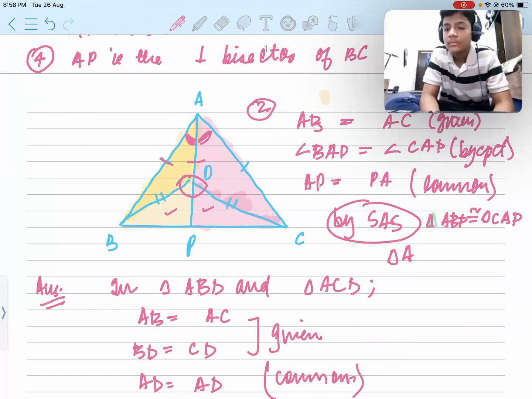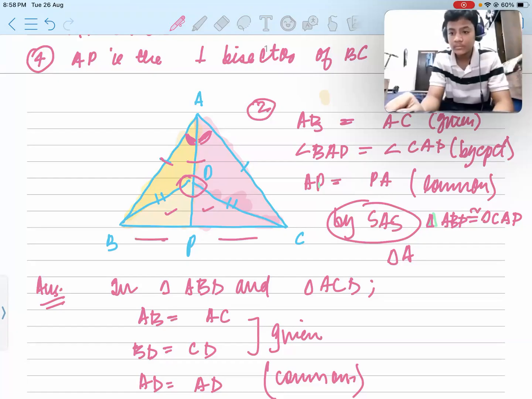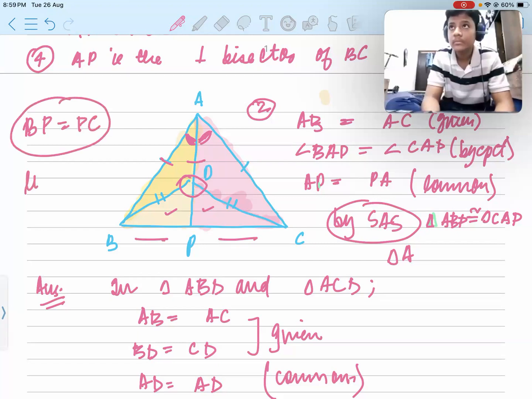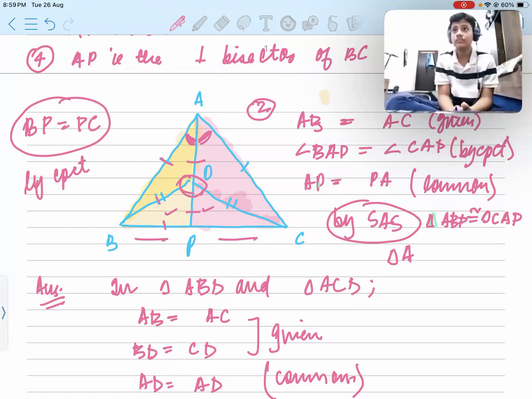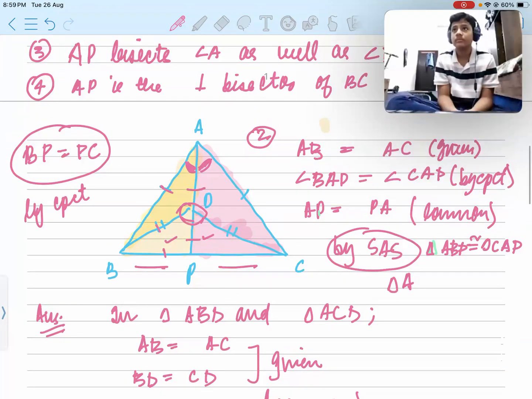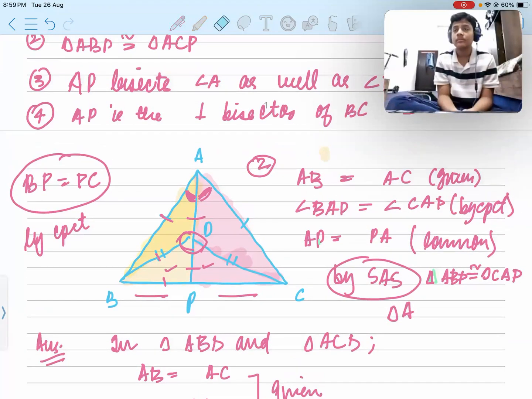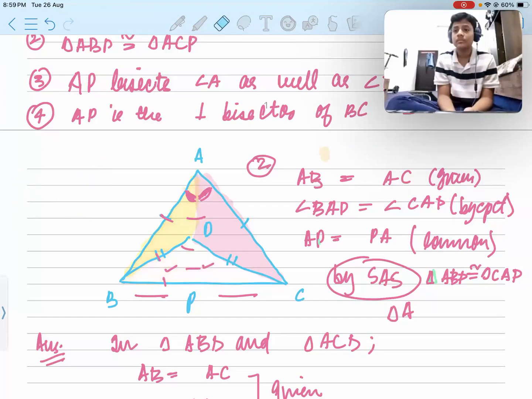And how can you prove that? Children, can I say that BP and PC are equal to one another? I can say BP is equal to PC. And how? By CPCT. Now I can say that. And now I will apply SSS congruency and prove that these both triangles are also equal, and thus angle D is also being bisected. Right? So copy the second part and do the third part on your own quickly.